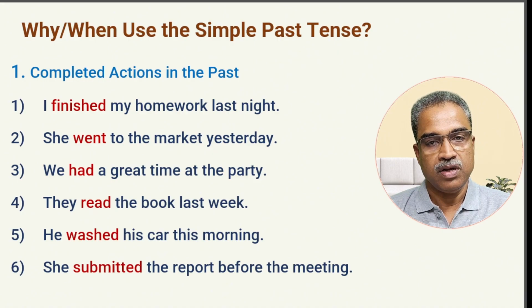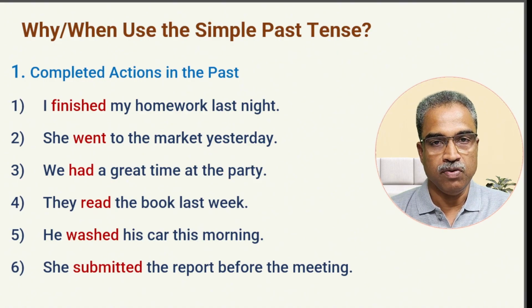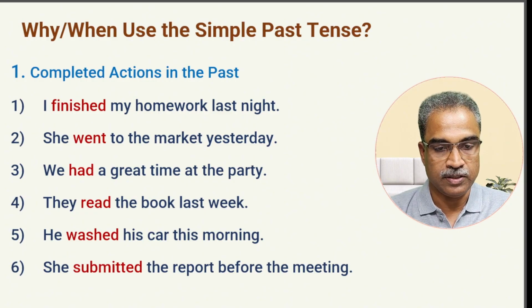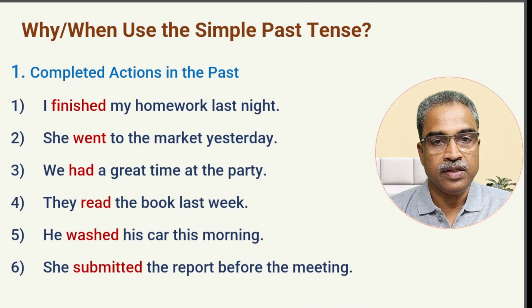They read the book last week. They read the book. The verb is read, and the spellings in all the three forms are the same, R-E-A-D. But the first one we say read. V2 form we pronounce it as red. V3 also red. So they read the book last week. So subject they, and then read V2. Simple past tense.